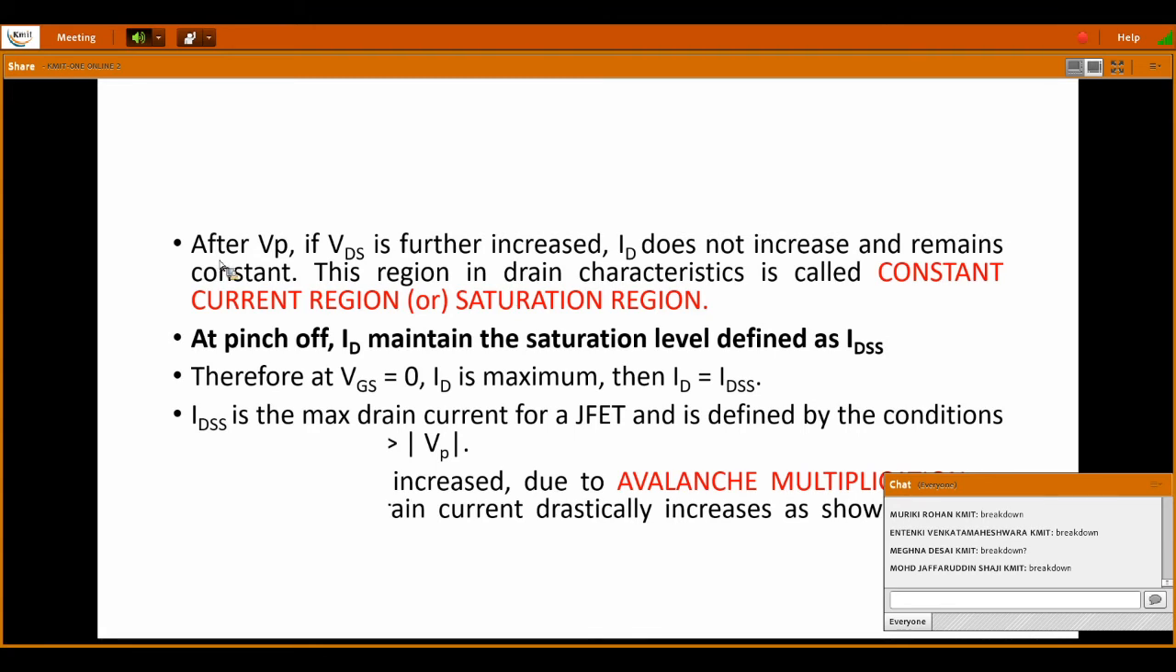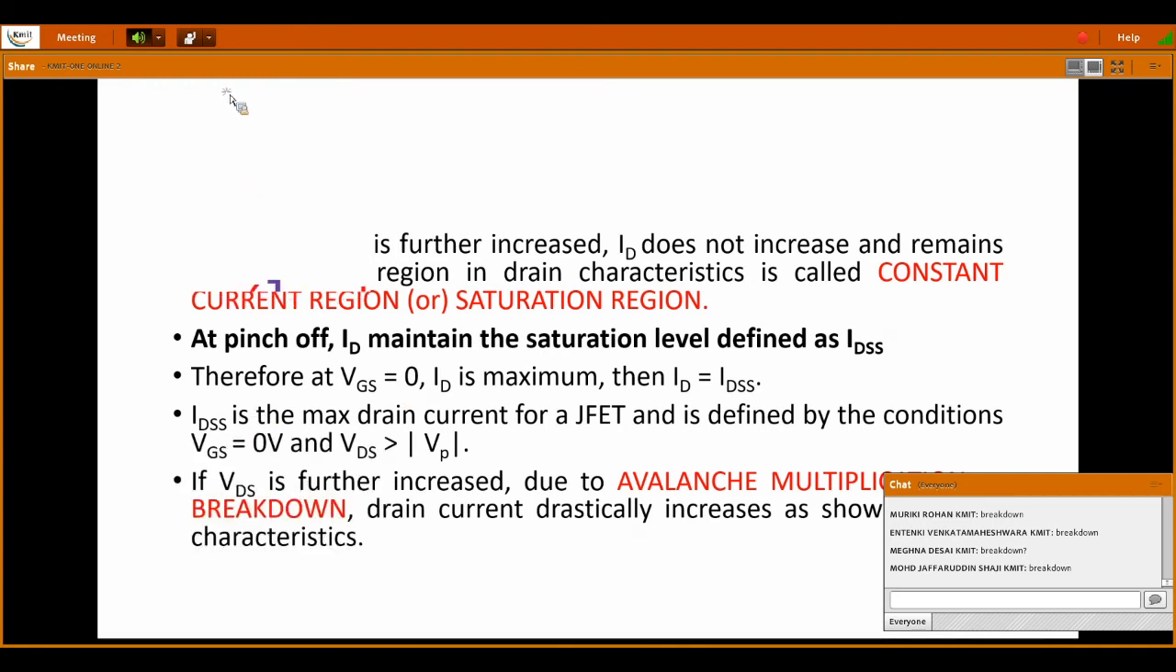After VP, that is after pinch off, if VDS is further increased and ID does not increase and remains constant, this region in the drain characteristics is called the constant current region or saturation region. At pinch off, ID is maintained at the saturation level defined as IDSS. Therefore, at VGS equal to 0, ID is maximum, then ID is equal to IDSS.